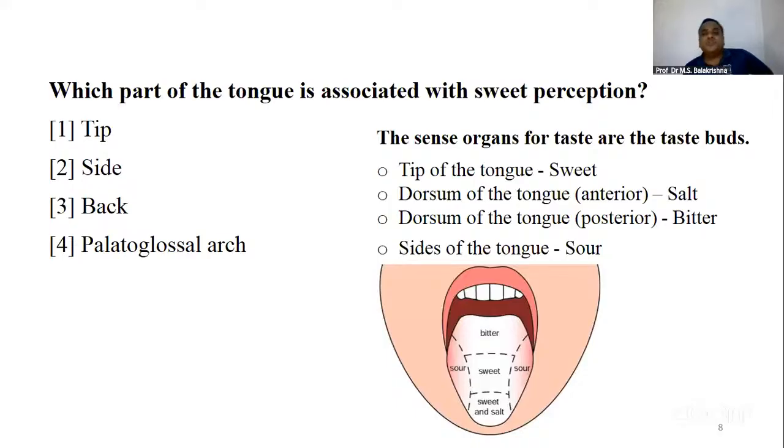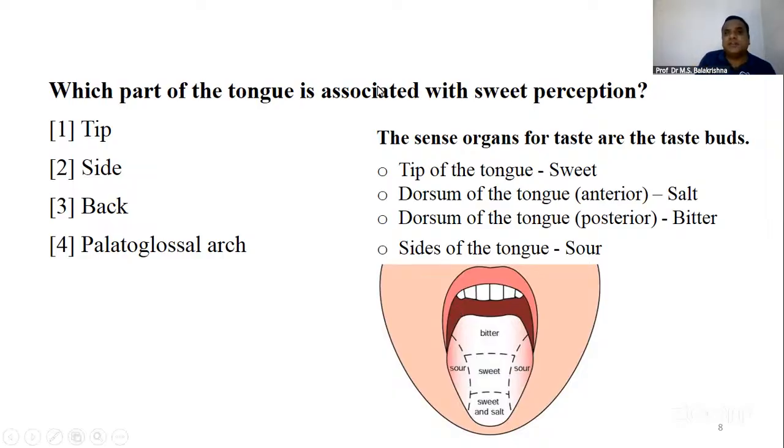Yes, so this question you would have studied in your DADH also. Which part of the tongue is associated with sweet perception? So that the parts of the tongue you have to divide. So here the tip of the tongue is sweet and salt. The lateral parts are for the sour. Central part is sweet, and the last part, posterior towards your sulcus terminalis, is the bitter part. So that is what the explanation tells.